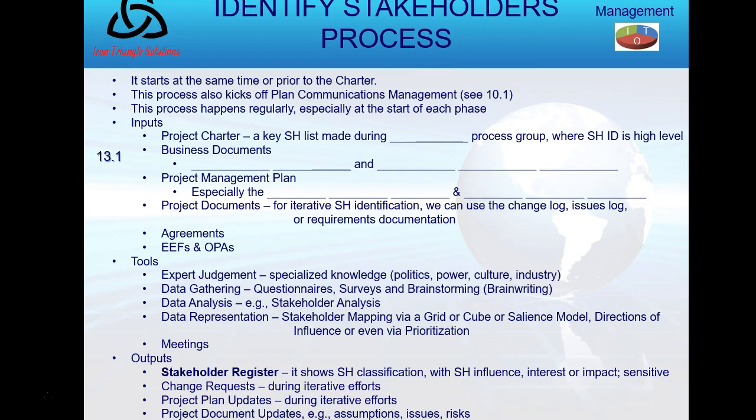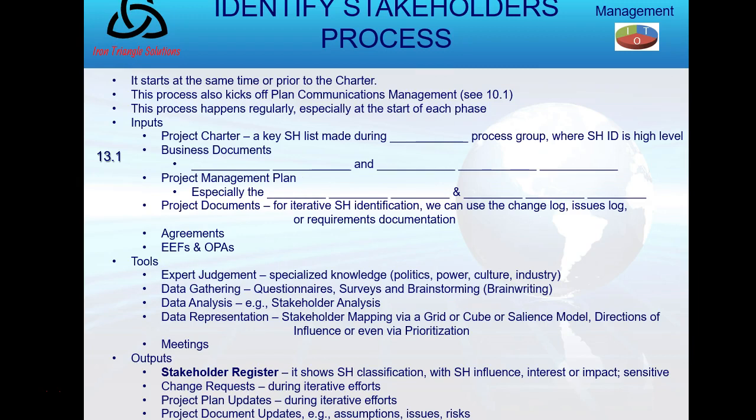And then my output is my stakeholder register. This is what I wanted. Notice my process is called Identify Stakeholders. My key output is a stakeholder register. A register just means a list. Later we'll have a risk register. What is that? Just a list of risks. Okay? So here we have a stakeholder register.